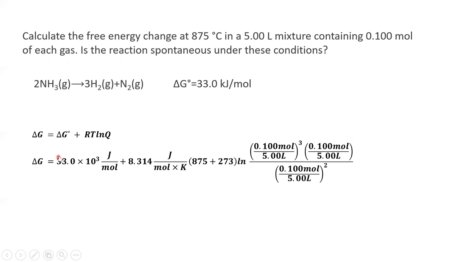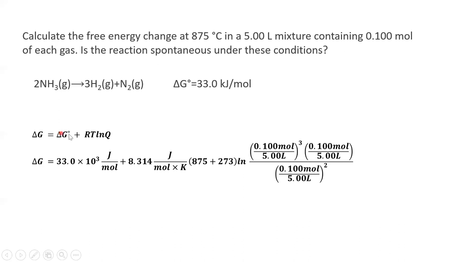Okay, well, actually, we'll do the whole thing, I guess. So the delta G at standard conditions is what we were given. Now we were given it in terms of kilojoules per mole, but the R value we're going to use is in terms of joules per mole Kelvin. So we're just going to do a conversion from kilojoules per mole to joules per mole, and we're going to do that by just multiplying by 1,000.